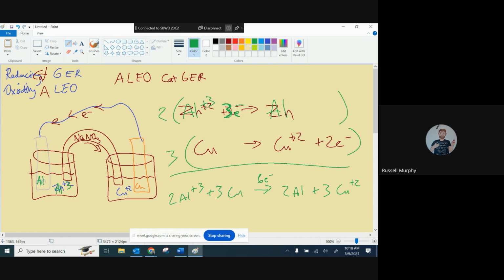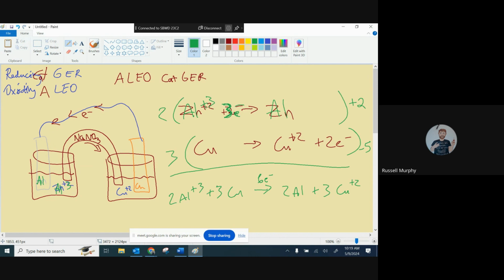And what's the other? Oh, the voltage. Both of these would have a voltage. We're doing simple numbers here. I'm not going to go for the real values. So let's say this has a voltage of positive 2, and this has a voltage of negative 5.